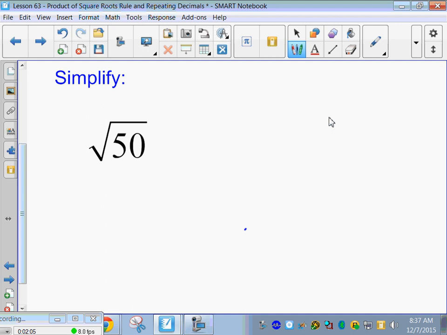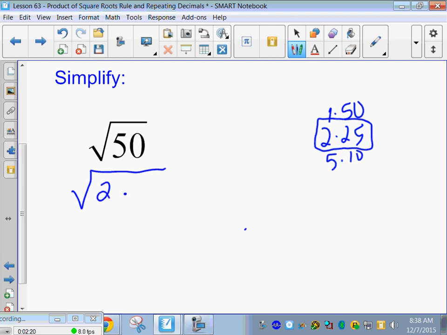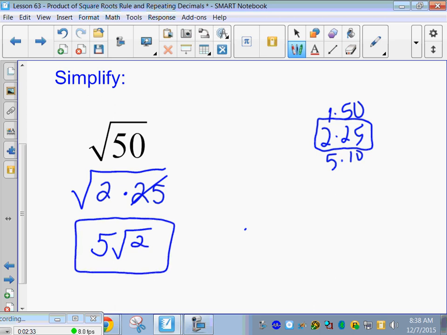So out of all of our options, 1 times 50, 2 times 25, or 5 times 10, the best one that we want to pick is the one that has 25, because we can break this up into the square root of 2 times the square root of 25. What is the square root of 25, you guys? 5. So the 5 gets to come out of the house because it's a perfect square number, and the 2 stays inside.